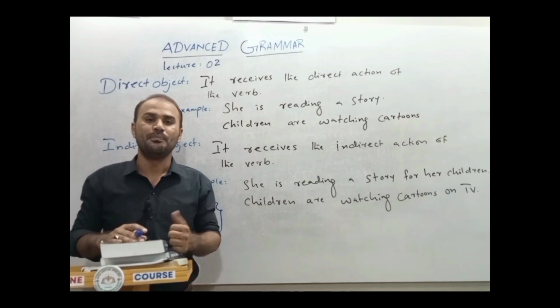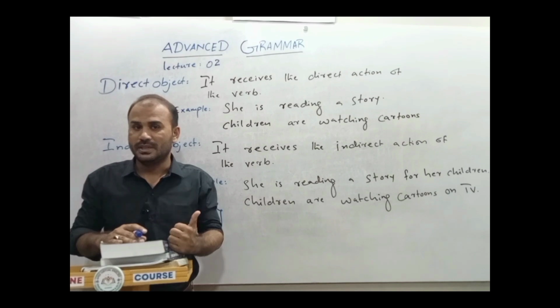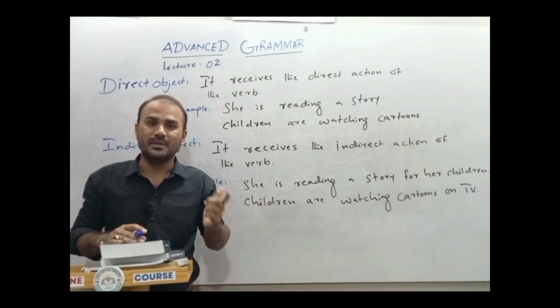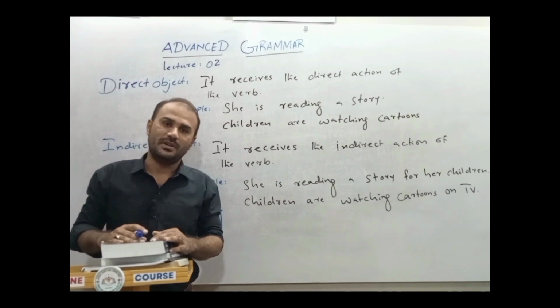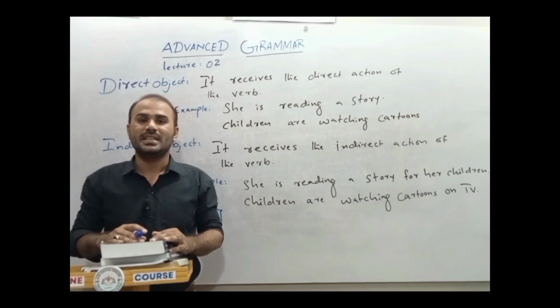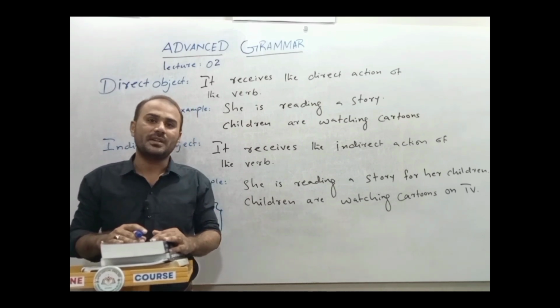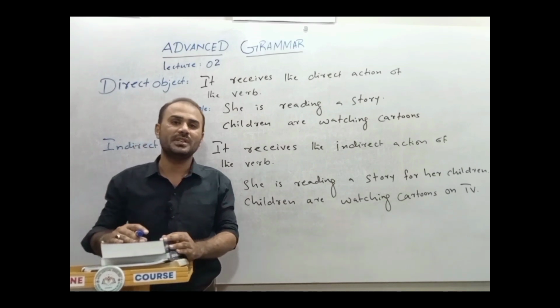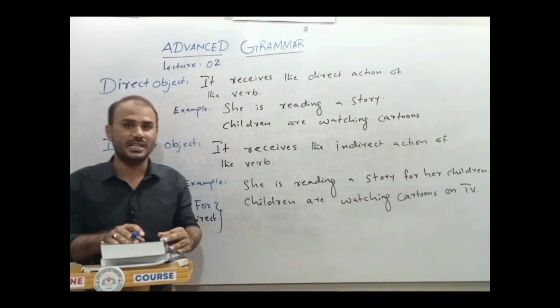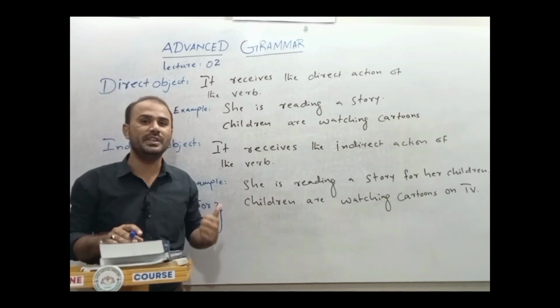How? Let's see now. They are drinking water. The action of drinking is done on water, so water is our object. He is eating an apple. So an apple is the bearer of the action. So we can say simply this is our object. Now the confusion is, if we have two objects in a single sentence, how do we deal with them?